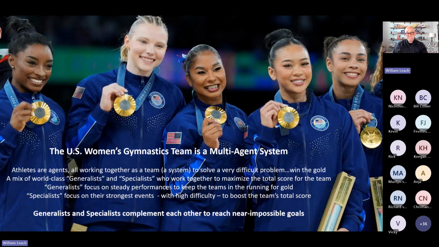The specialists are going to focus on their very strongest events with very, very high difficulty. Why? Because your generalists will get you to kind of the top 5, but it's your specialist that could get you to the silver or the gold. So ultimately, generalists and specialists work together to help reach these near impossible goals. And I believe that in market research today, if we're going to build brands, that is a very difficult problem to solve in the age of constant options. So that's why I believe that behavioral intelligence or behavioral AI needs to have a multi-agent approach, generalists plus specialists.